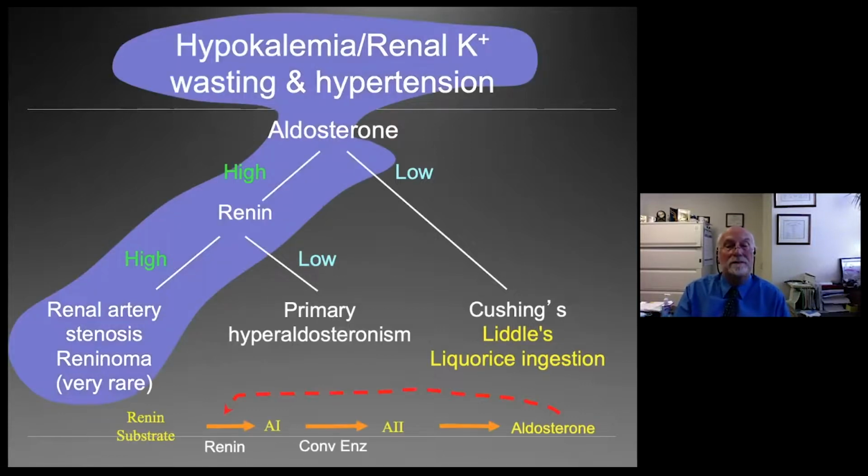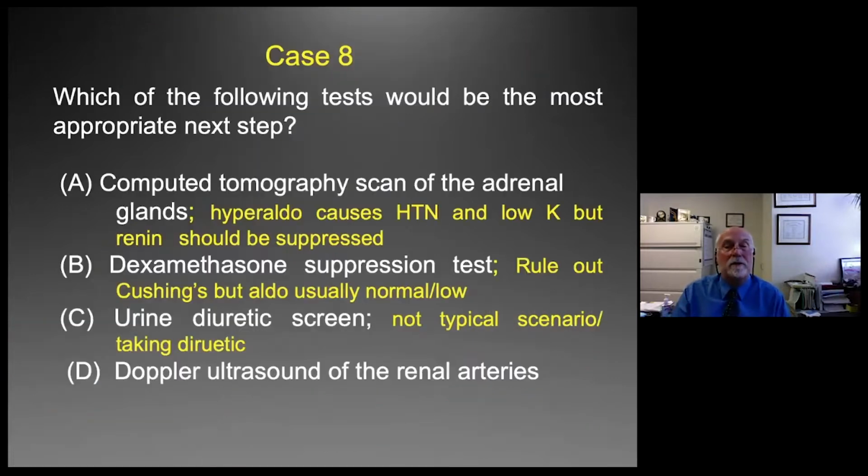So she falls here. By way of review, in the renin-angiotensin-aldosterone system, in hyperaldo, the high aldo feeds back and suppresses renin, and both her renin and aldo were high. So this is the test you would look for in primary hyperaldo, but her biochemistry doesn't fit with that. Dexamethasone suppression you might use to rule out Cushing's disease, but the aldo is usually normal or low. We're not really worried about diuretic abuse in this situation. And of course, the Doppler ultrasound of the renal arteries would be the best test. And there are others that one could consider.